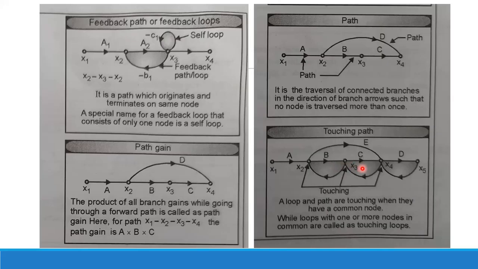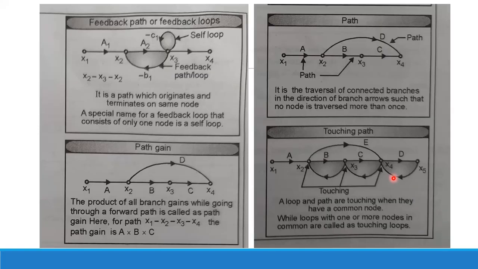Whenever paths or loops have a common node, these kinds of loops are called touching loops. This first loop and second loop have x3 as a common node, so they are touching each other. Again, the second loop and third loop have a common node x4, therefore they are touching loops. Loops with one or more nodes in common are called touching loops.